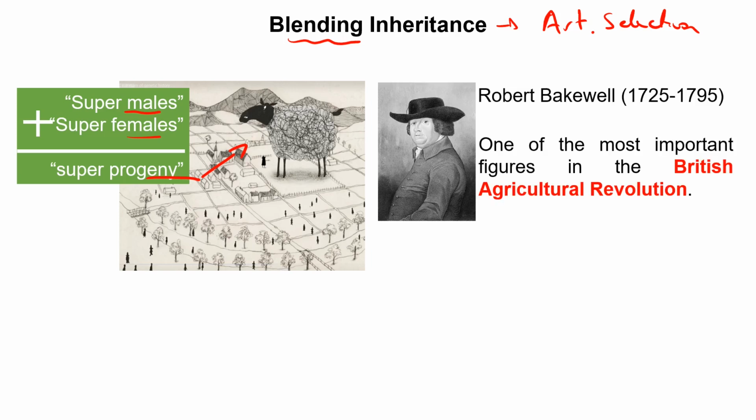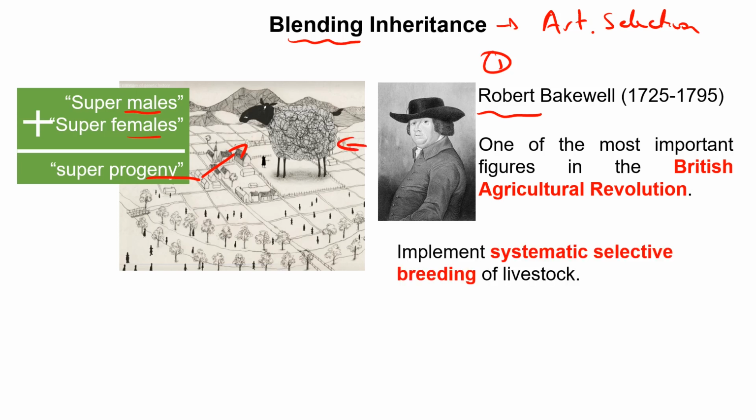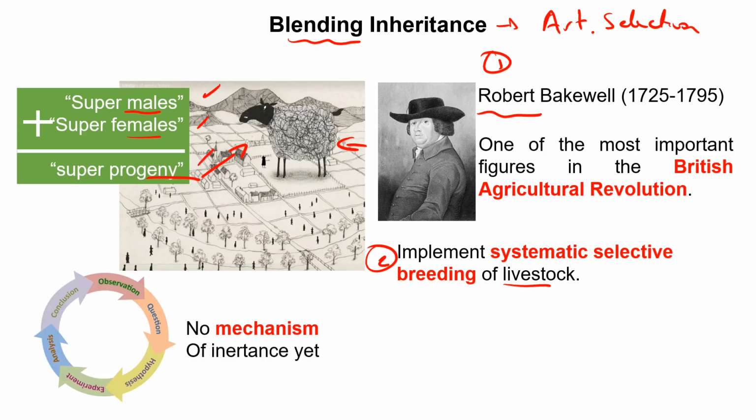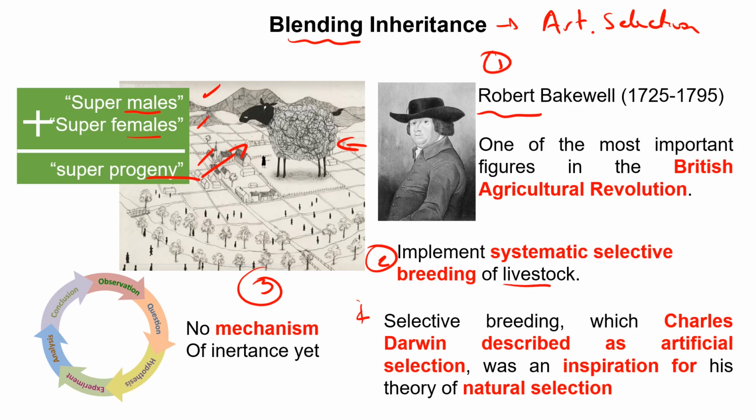A person like Robert Bakewell was one of the most important figures of British agriculture, and he did a lot of systematic selective breeding of livestock. And from those, it seems that when you take the super males and the super females, you're blending their traits, and in that way you can get a super progeny. However, as I said before, there was no mechanism. We didn't know exactly what was happening. And even Darwin found inspiration in those ideas, and as we watched in the previous class, he tried to explain all these ideas of inheritance, but they were so complex, as we talked last time, that we couldn't explain them. And one of them is what happened with this blending of inheritance.